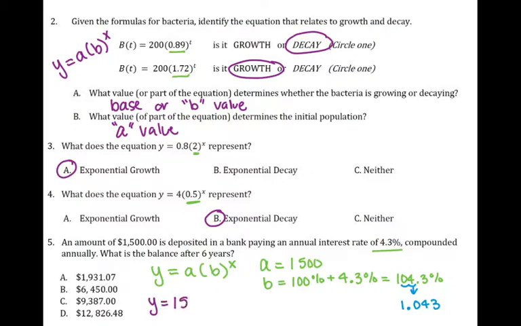So my initial value is 1,500. My base is 1.043. And I want to know how much is in my account after 6 years. So I'm going to plug in 6 for x. You plug that right into your calculator, and you should get letter A.